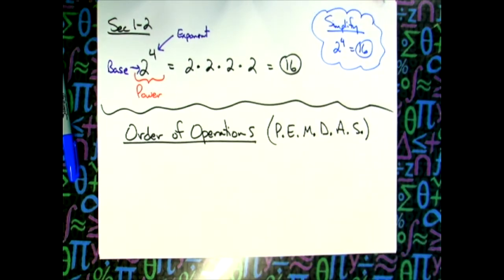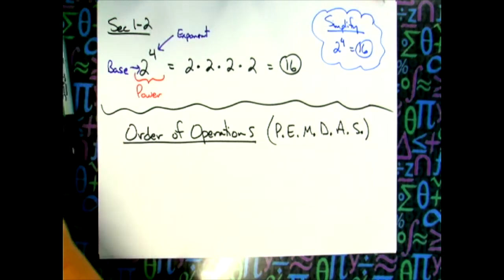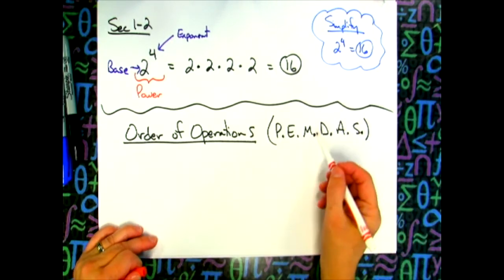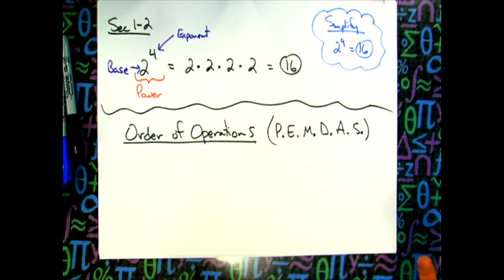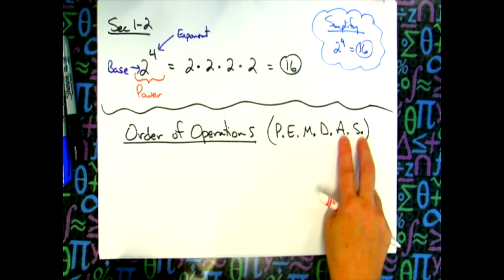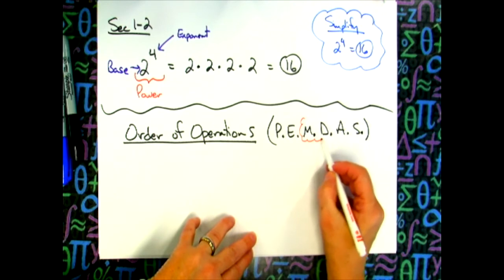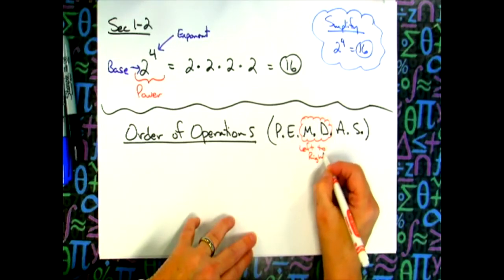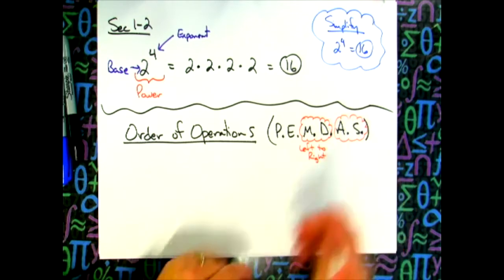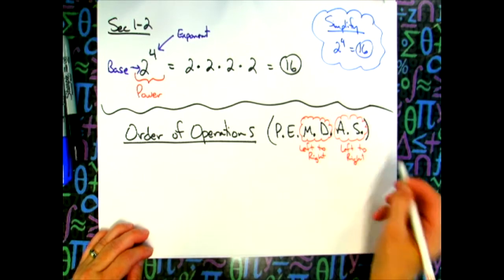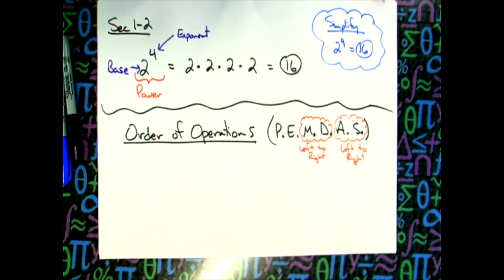The only thing I don't like about that is that when we write out this mnemonic in this order, it gives the idea that you always multiply before you divide, and that's not always the case. It also indicates that you always add before you subtract, and that's not the case. Multiplication and division are of equal importance, and they have to be done left to right as they appear in the problem. Same thing with add and subtract. So don't think that you always add before you subtract, because you do not.